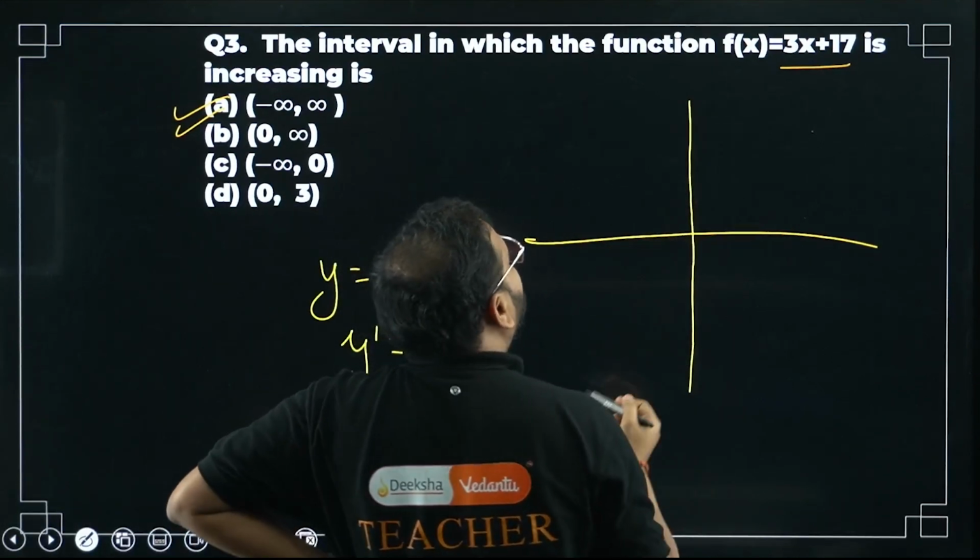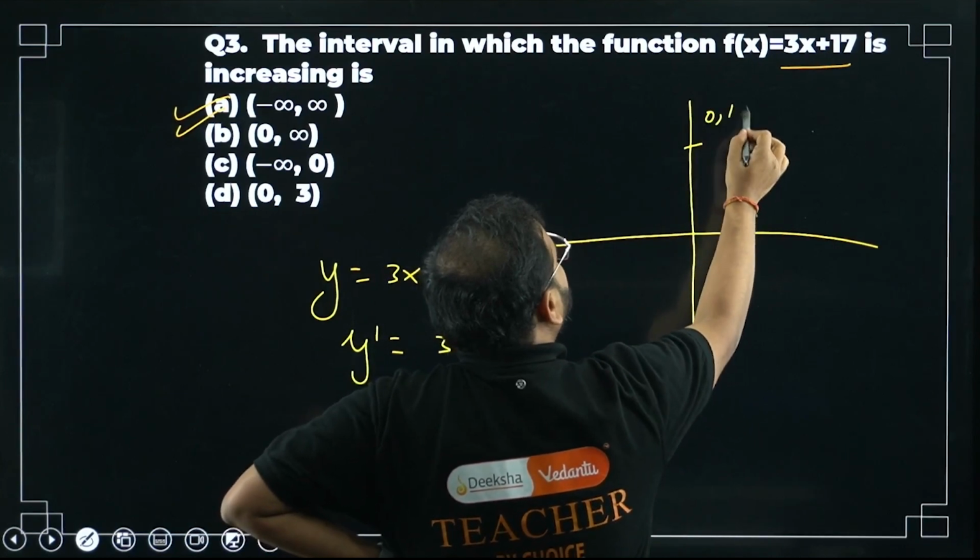x equal to 0, y is 17 over here. 0 comma 17. What is that?